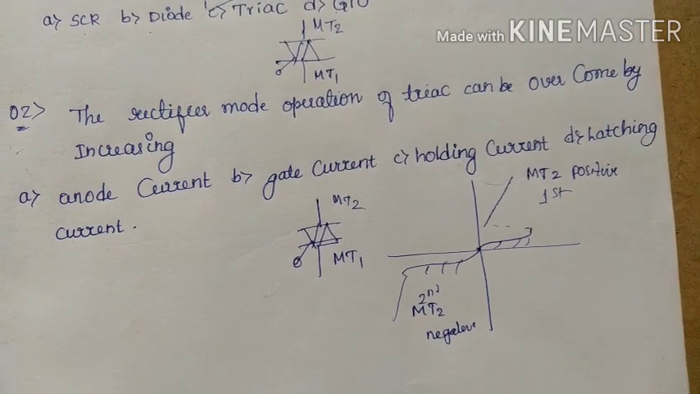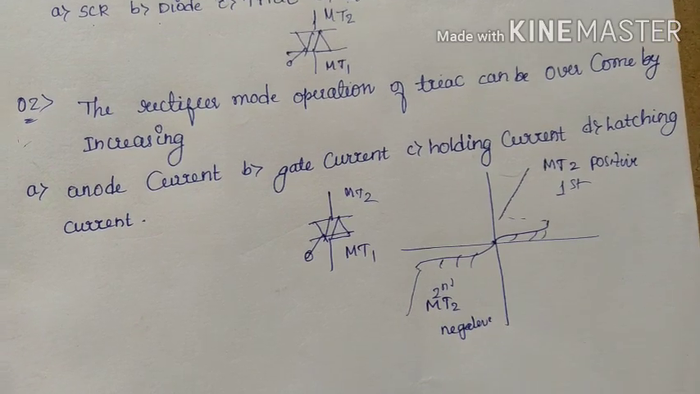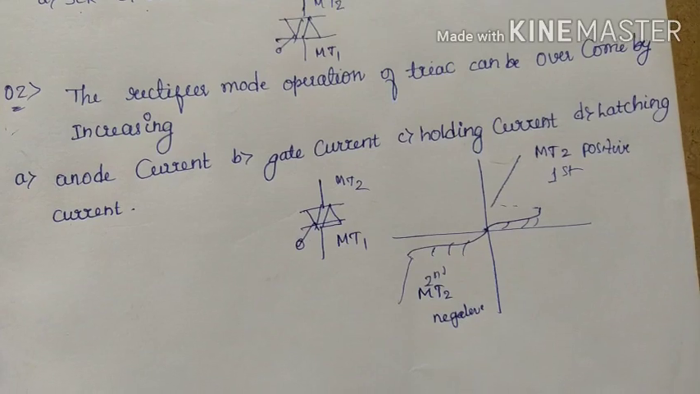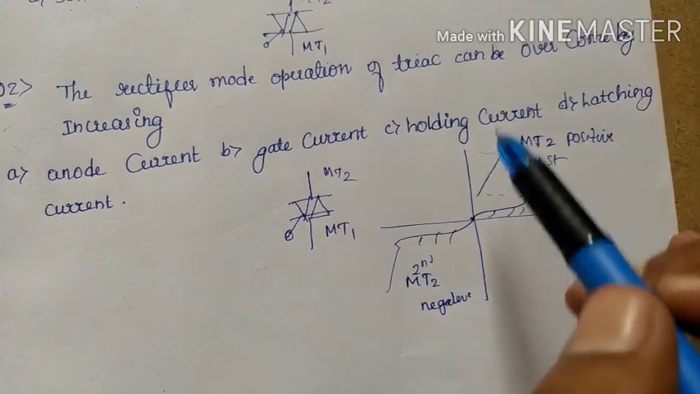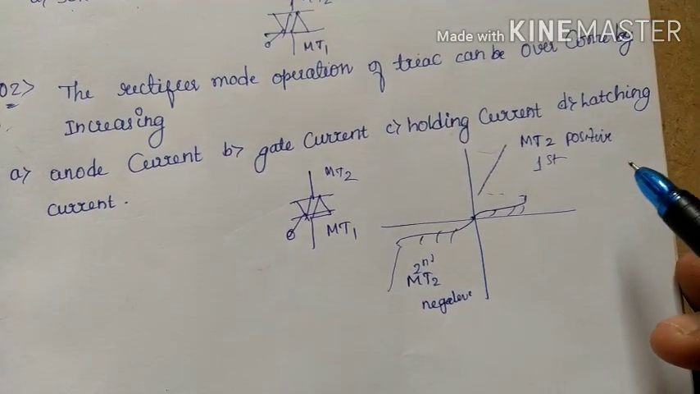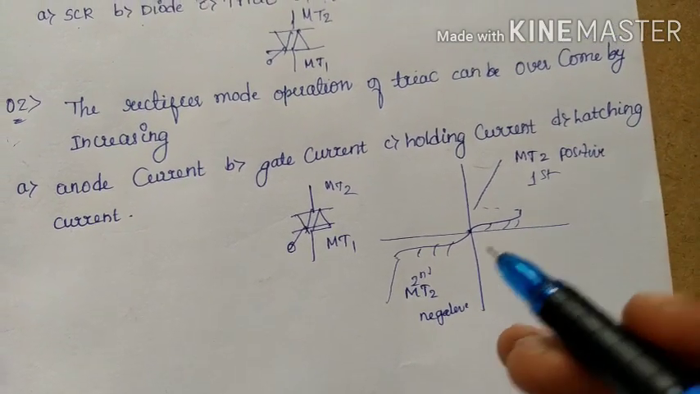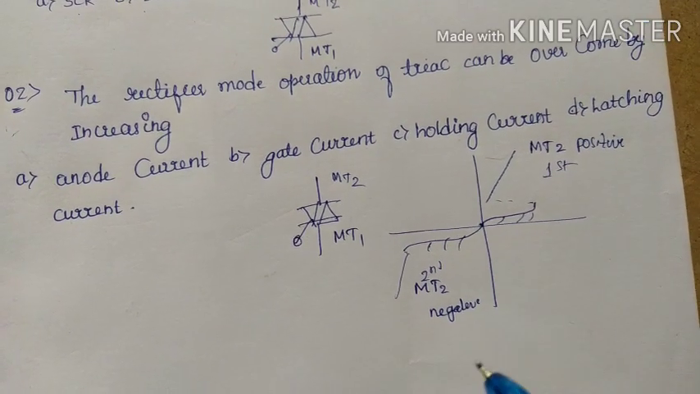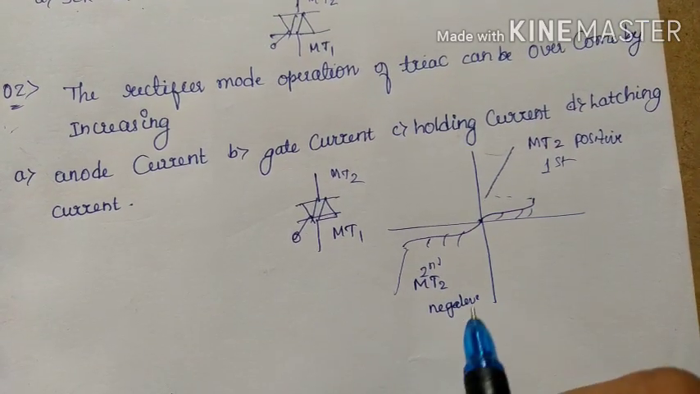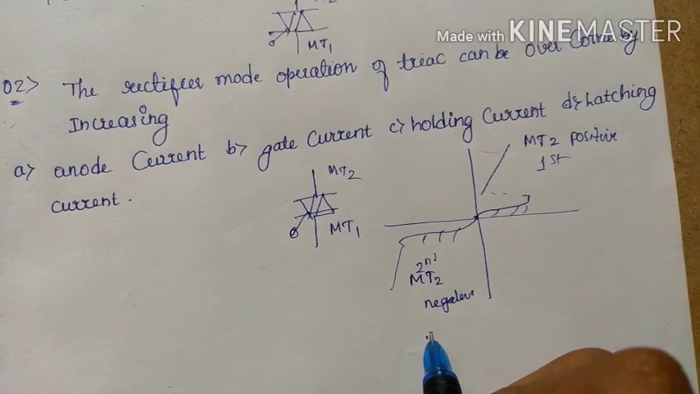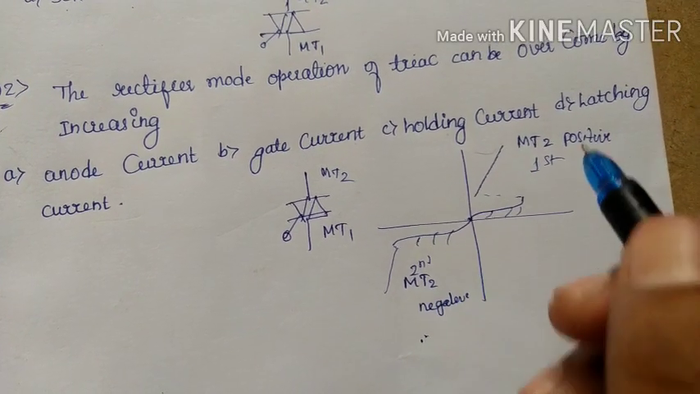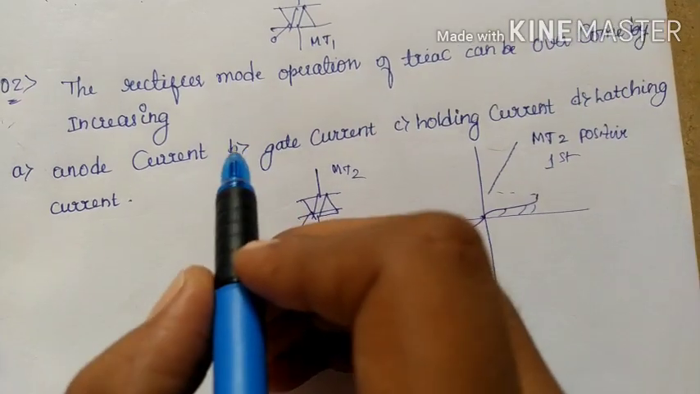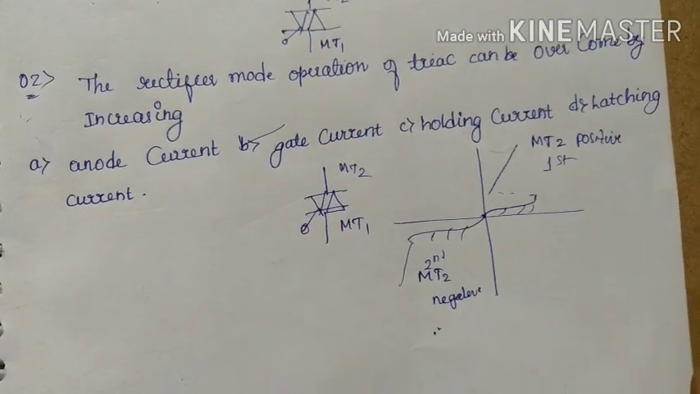A triac may sometimes operate in the rectifier mode rather than in bidirectional mode due to the following reasons. For a given value of positive gate current, a triac may turn on with MT2 positive in the first quadrant but may fail to turn on with MT2 negative. Similarly, with constant negative gate current, the triac may turn on with MT2 negative in the third quadrant but may not turn on with MT2 positive. This rectifier mode can be overcome by increasing only the gate current. So option B will be the answer.